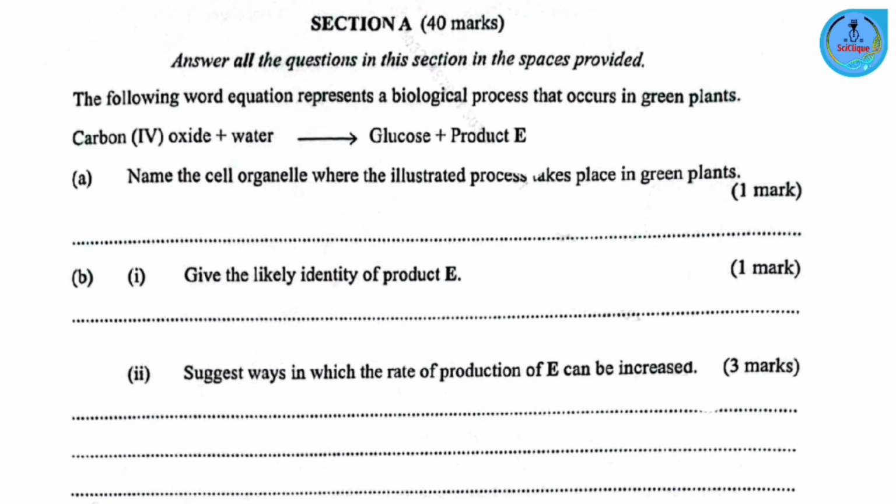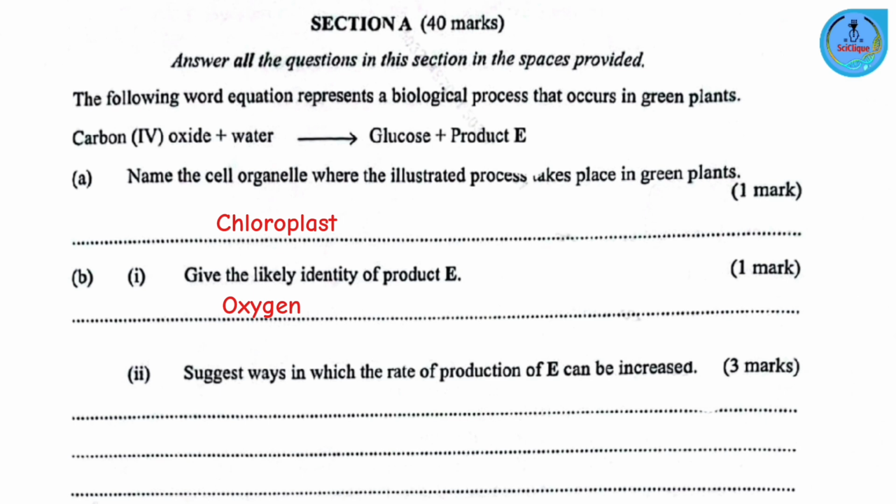Now, the organelle in which photosynthesis occurs is the chloroplast. B. Roman 1. Give the likely identity of product E. Okay, so product E is going to be oxygen gas. Now, the reason is because oxygen is given off as a byproduct of photosynthesis.